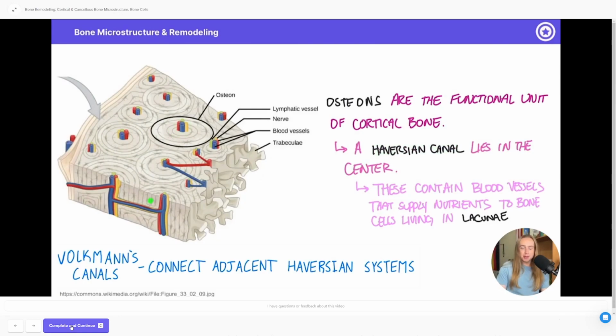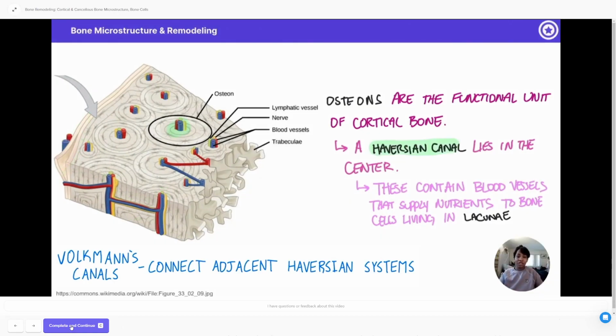Volkmann's canals, which can be seen here, are these small transverse tunnels that end up connecting our adjacent Haversian canals to one another. In addition to this, Volkmann's canals are also going to connect our Haversian canals to the periosteum, which is going to end up supplying the bone with the blood and nutrients it needs to grow.